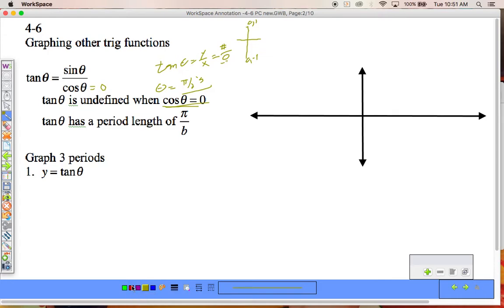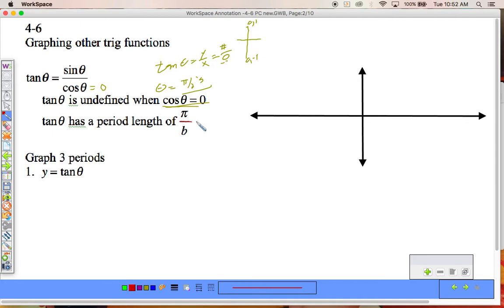All right, we're going to change it up from last time. All the other functions, secant, cosecant, cosine, and sine, have a period length of 2 pi. Tangent is going to be pi over b. All right, tangent and cotangent are going to have period lengths of pi over b. It's going to take half the distance to go through all your possible answers.